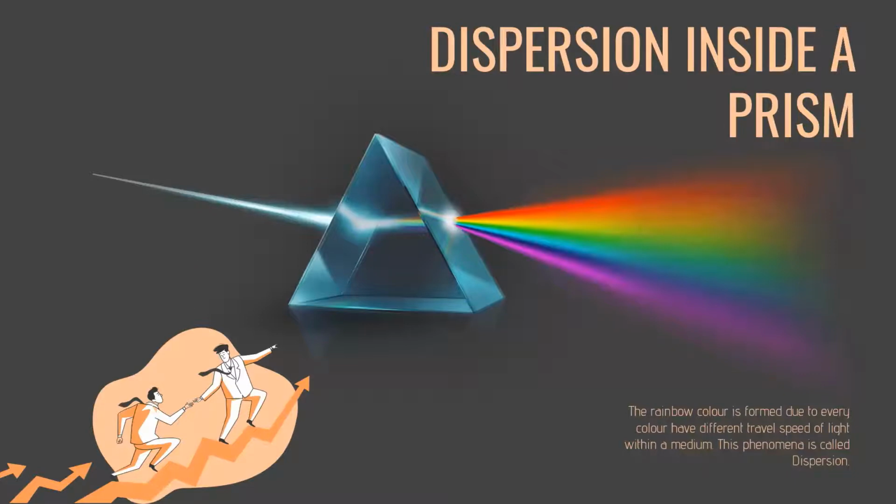Here we can see this is white light. And the white light consists of millions of colors. However, we know that the speed of different colors of light is different. The rainbow color is formed because every color has a different travel speed within a medium, and this phenomenon is called dispersion.